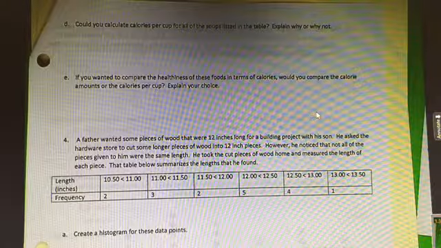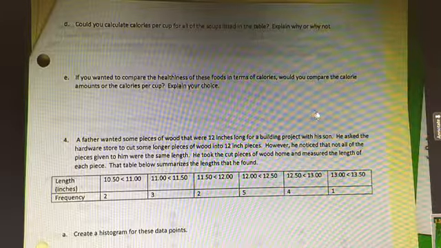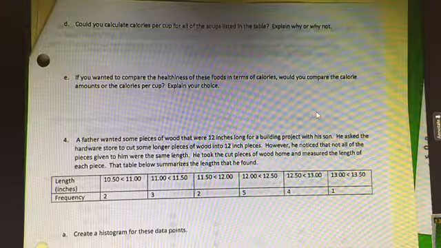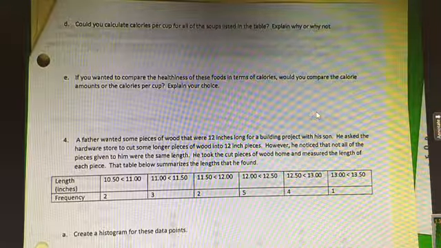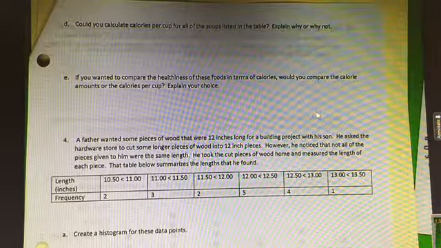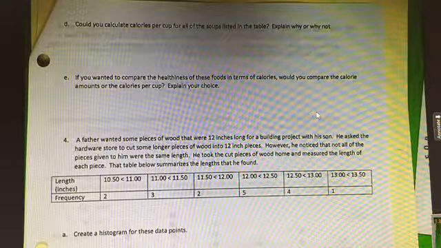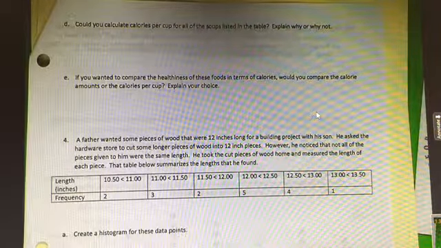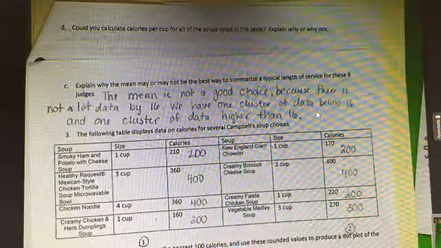Okay. Could you calculate calories per cup for all of the soups listed in the table? Explain why or why not. So could you find the calories per cup for all of those from our table? Who thinks yes? Who thinks no? Who thinks I don't know and I'm just going to wait till Miss Bryan tells me the answer? That doesn't work because that's not thinking. So here's all of our soups. Could you find the calories per cup for all of them?